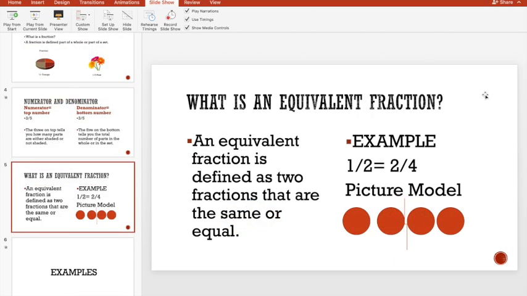Let's learn what an equivalent fraction is. Equivalent fractions are 2 fractions that are the same or equal. They have the same amount. They represent the same amount. Okay, so look at my picture model. I have 4 orange circles. 2 on each side is half of that set. So I now know that 1/2 is the same thing or equal to or equivalent to 2/4.